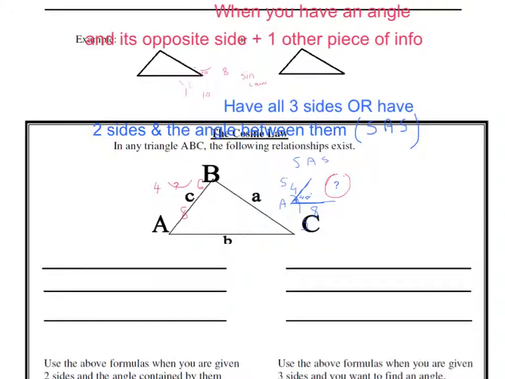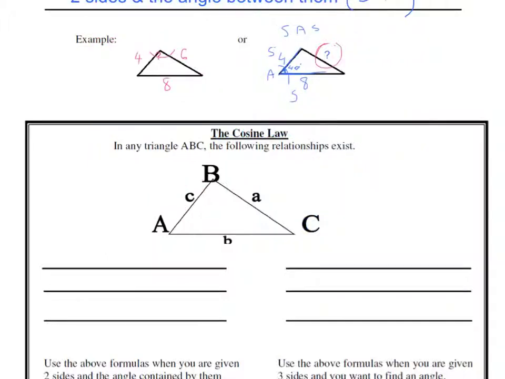Well, given triangle ABC, remember that the sides are characterized by little letters and the angles are all capital letters. Okay? So if we're looking for side A, given that we have side C, side B, and angle A, the formula would be A squared, the unknown side, would equal B squared plus C squared minus 2BC cos of angle A.